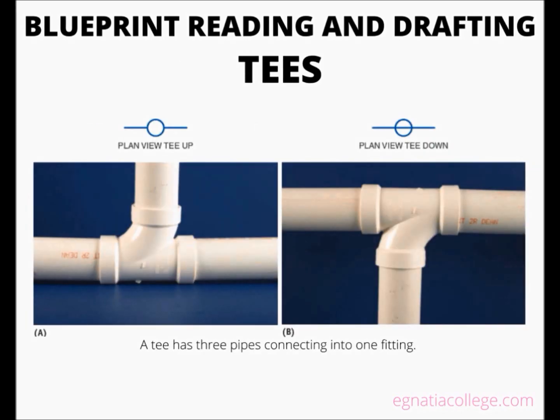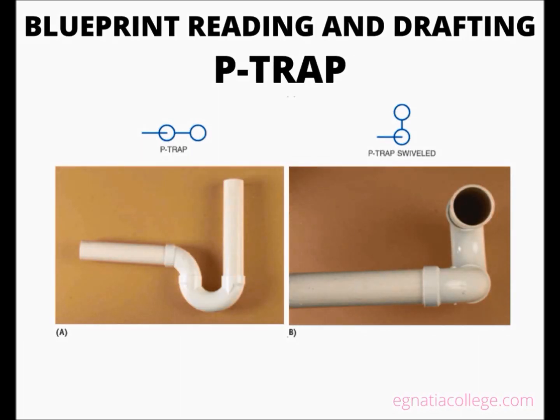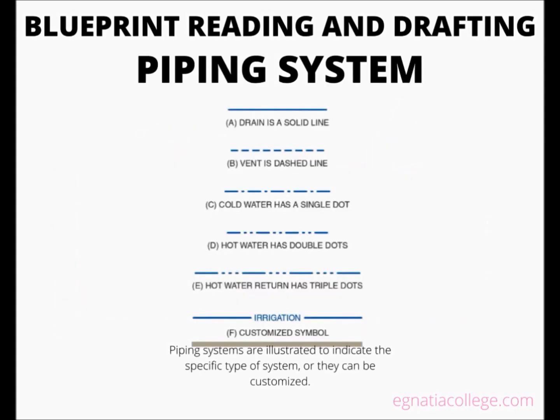Ts have three connecting pipes and are illustrated much like 90 degrees offset. Perpendicular T configuration. A P-trap is a combination of 90 degrees up and 90 degrees down symbol. Piping systems. Piping systems are illustrated to indicate the specific type of system, or they can be customized.